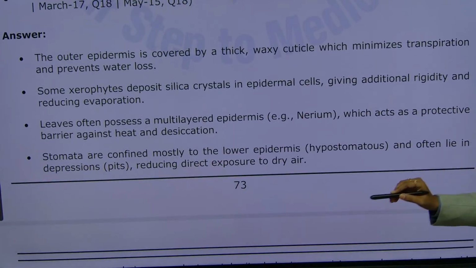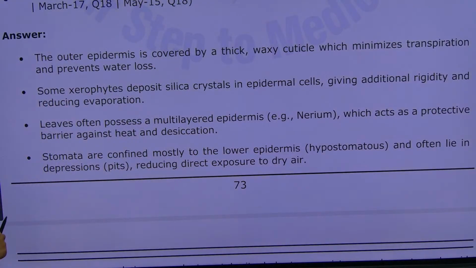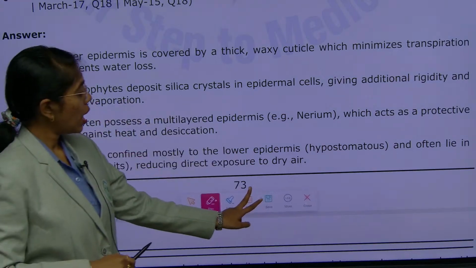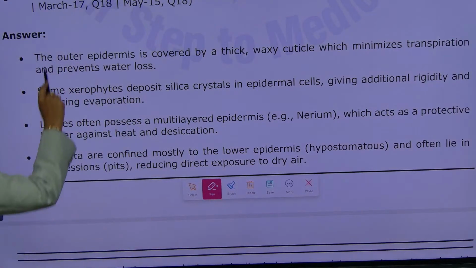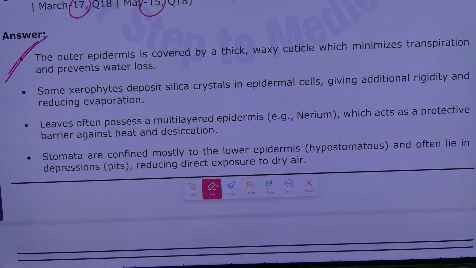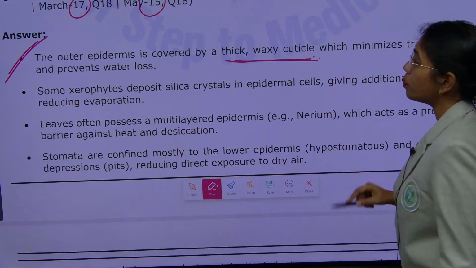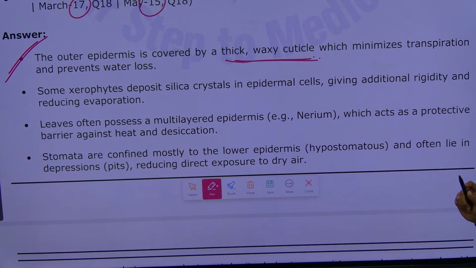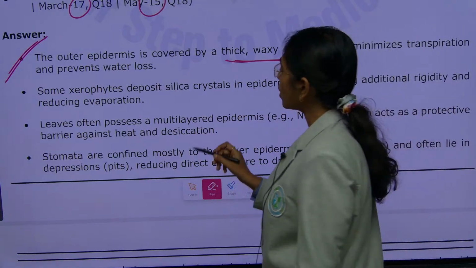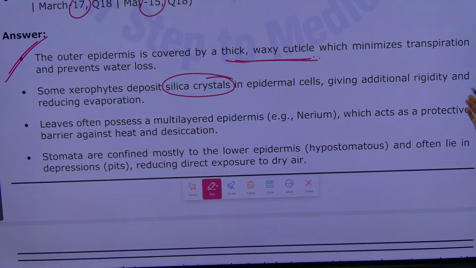Give in detail about the anatomical adaptations in xerophytes. Previously we have dealt with morphological adaptations, now anatomical adaptations in xerophytes. Asked in 2024 and 2017 and 2015 as well. The outer epidermis is thick, covered by a thick and waxy cuticle, which minimizes and prevents water loss. Some xerophytes deposit silica crystals in epidermis cells, and it gives additional rigidity to reduce evaporation.